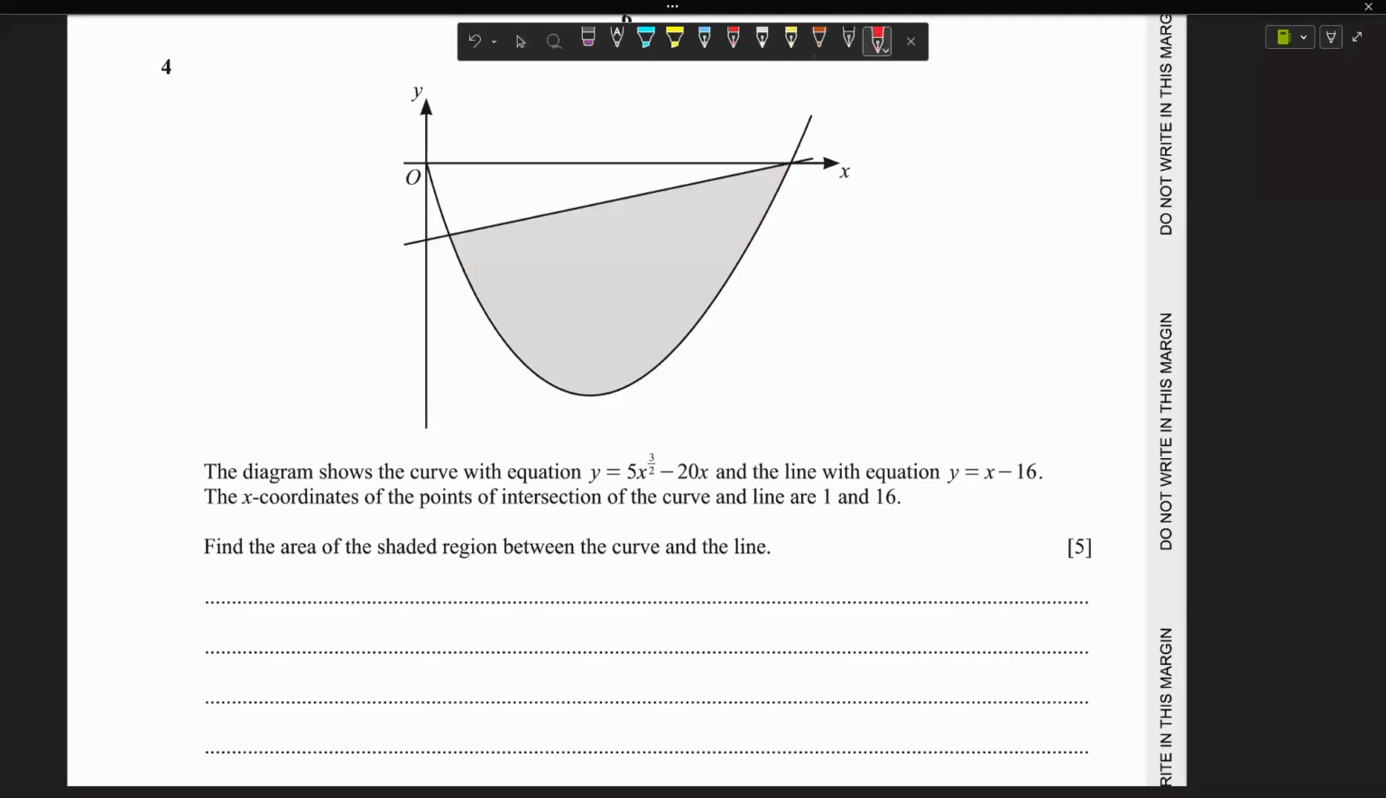Now, the good thing is that they are telling us what the x values for these points are. So this is 1, and at this point we've got 16. That's what they say here: the x coordinates of the points of intersection of the curve and the line are 1 and 16. So they want us to find the area of the shaded region. And how are we going to do that?